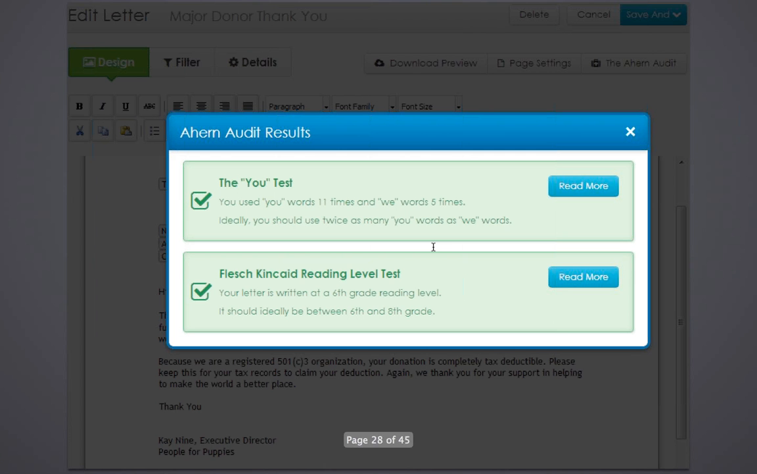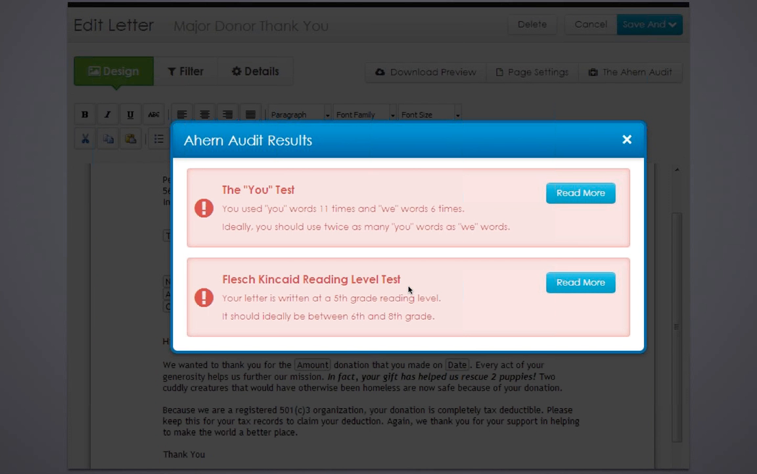Now, another test that you can do is what we refer to here at Bloomerang as the Ahern audit. But this is an audit that you can do yourself for any written communications getting ready to go out the door. First of all, if you're using Microsoft Word or something like Bloomerang, you can do what's called the Flesch-Kincaid reading level test. And that's basically scanning the document and seeing if it's written at the 6th, 7th, or 8th grade reading level. The most effective nonprofit communications are written at 6th, 7th, and 8th grade level.